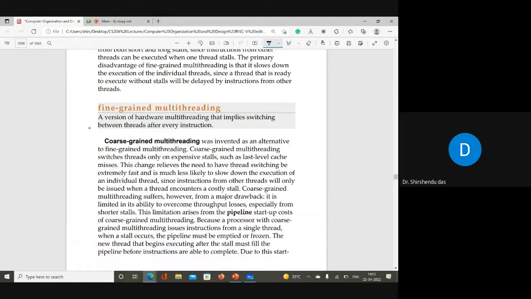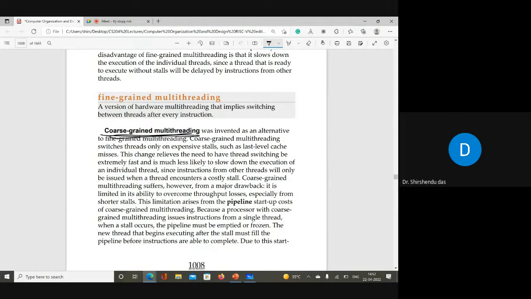Then the next is called, in this concept we will not switch a thread after every instruction. We'll switch thread after a certain number of instructions, when there is a huge gap. If there is a thread running, and somehow we know that this thread will face a long stall or long delay here, then only we will switch to another thread. So this is another category.